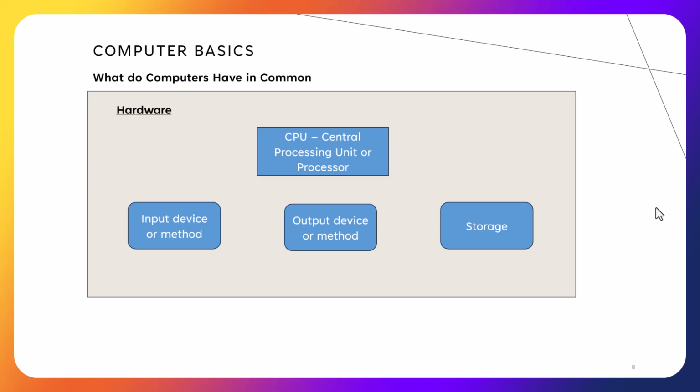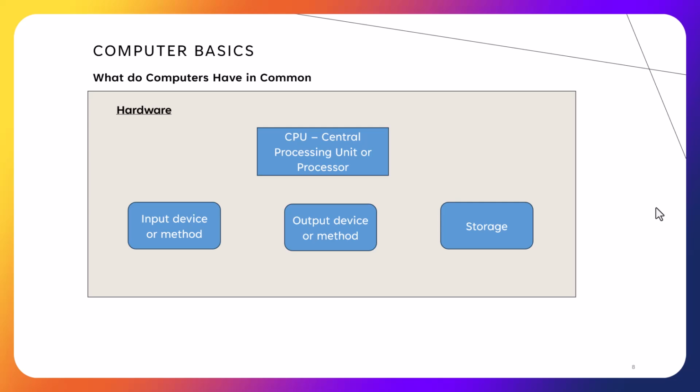Your input device is how you get data into the computer. Most commonly, keyboards and mice. It could be a touch screen on a phone or a tablet. It might be a network interface card. It could be some kind of a sensor, a temperature sensor.